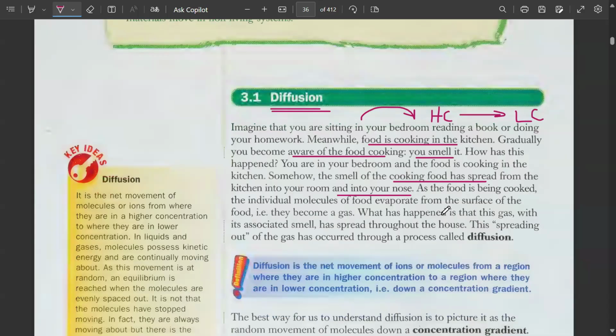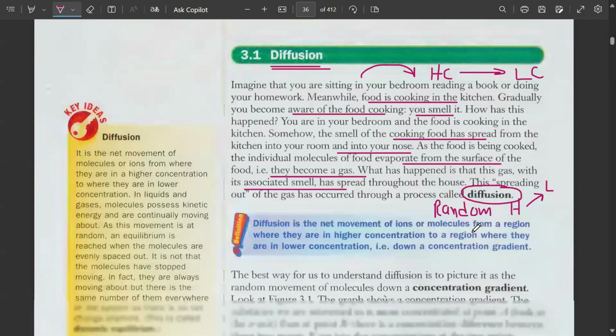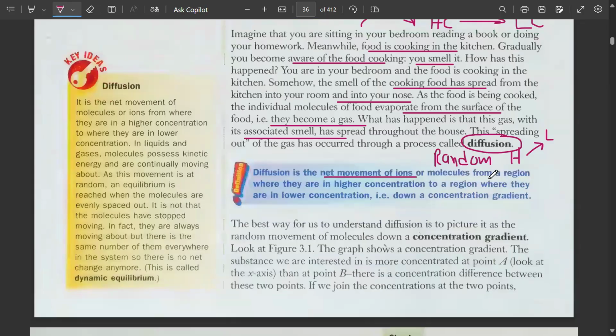As the food is being cooked, the individual molecules of food evaporate from the surface of the food and they become gas. The gas is associated with smell, and gas has a random movement. Gases have a random movement and they are going to move from a region of higher concentration to a region of lower concentration through random movement down a concentration gradient. We call it diffusion, which is the net movement of ions or molecules from a region where they are in a higher concentration to a region where they are in a lower concentration down the concentration gradient.